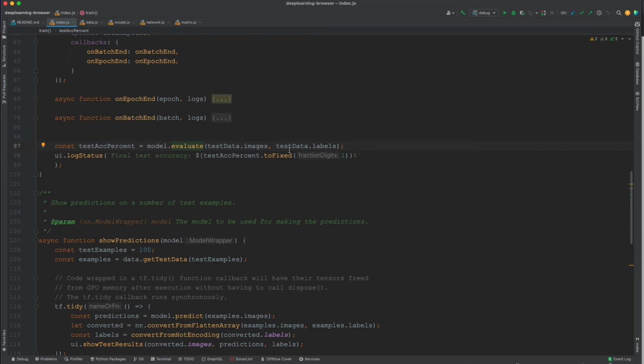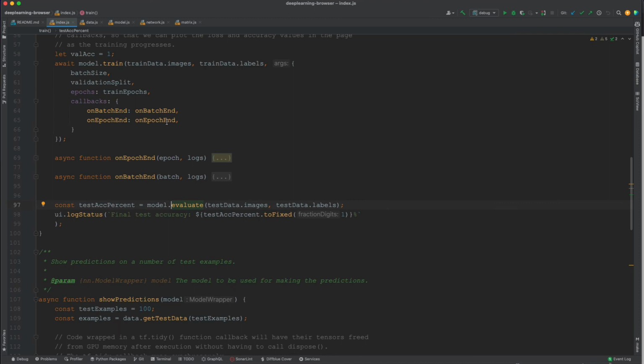One thing that I mentioned on the previous lesson, and is worth mentioning again, is that the evaluation process is using different data from what is used for training. So as you can see, training and evaluation use different data.